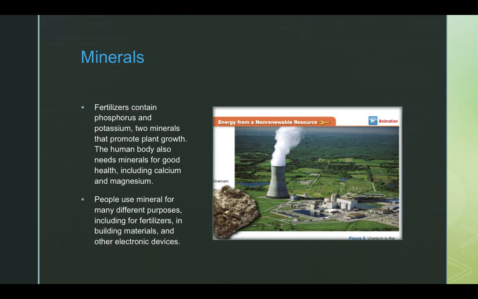And plastics, there's probably not a day that goes by that we don't use something that's made from plastic. Minerals. This is another non-renewable resource. Fertilizers contain phosphorus and potassium, two minerals that promote plant growth. The human body also needs minerals for good health, including calcium and magnesium. People use minerals for many different purposes, including fertilizers, building materials, and electronic devices.